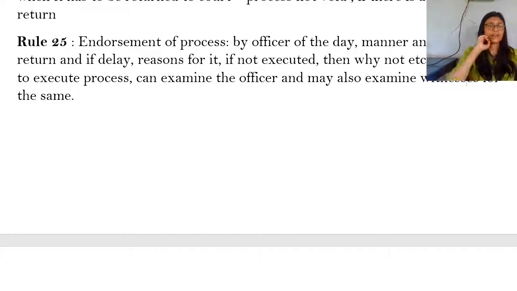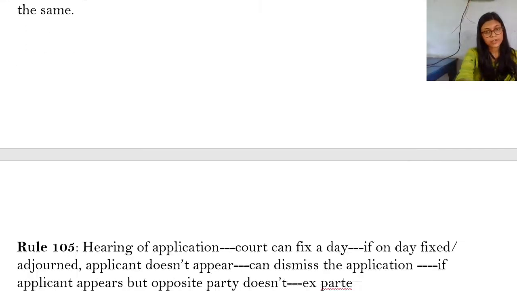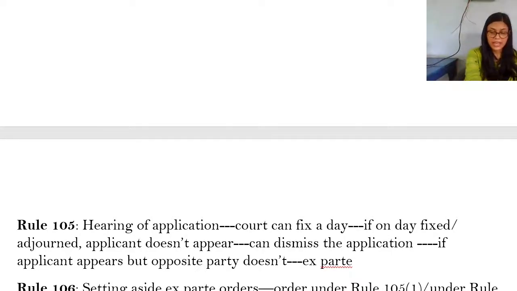And rule number 25 is where there will be an endorsement of the process by the officer, stating the manner and the day when and how he did it, what the day of return was, if there was any delay in return why it was, and if it was not executed, what the reason was, etc. If the process could not be executed, then the examination of the officer can take place and witnesses can also be examined.